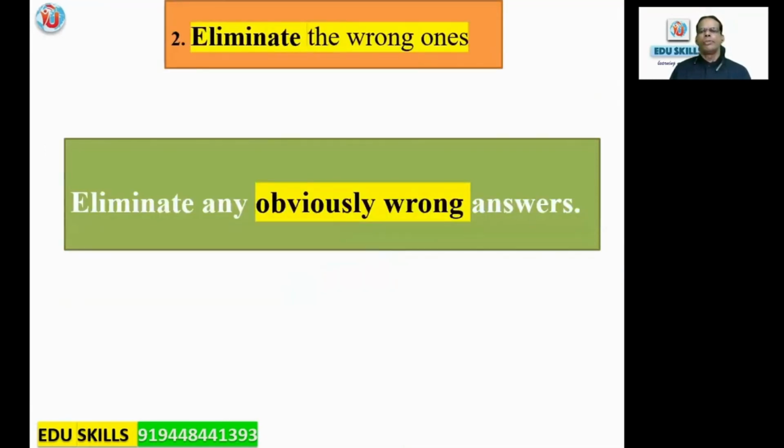Eliminate the wrong ones. Normally you can just skim through and find out there are so many answers. Being medical professionals, on medical topics, some of the answers are definitely wrong. They are not at all connected with the whole condition or the surgery, whatever you want to speak about.